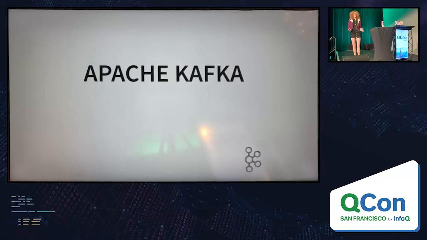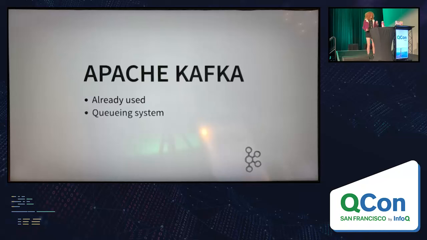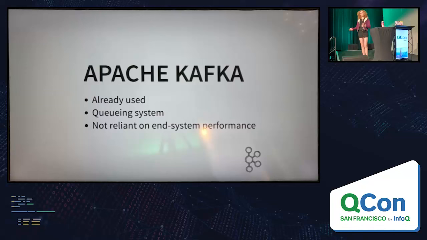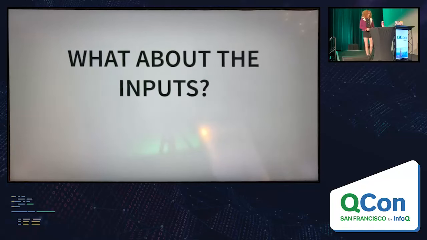So we opted to use Apache Kafka, which, as I mentioned, is already used very heavily at OneSignal. We already have a lot of in-house knowledge and expertise on how to operate and scale Kafka workloads. It gave us a general purpose queuing system that was high performance. And a really key benefit is it meant that the timer system was isolated from the performance of the end action system, right? Now, what about these inputs?